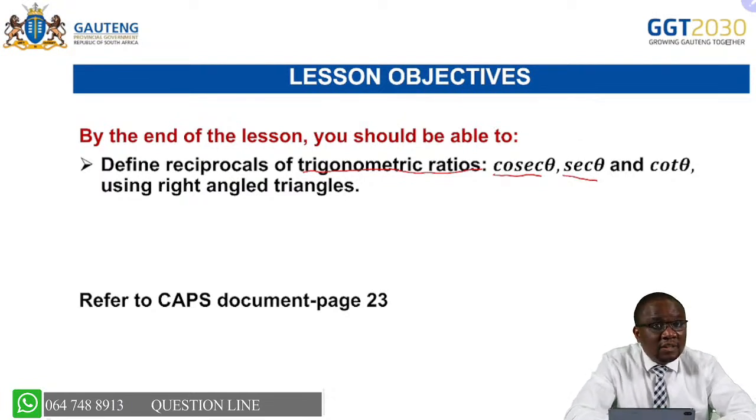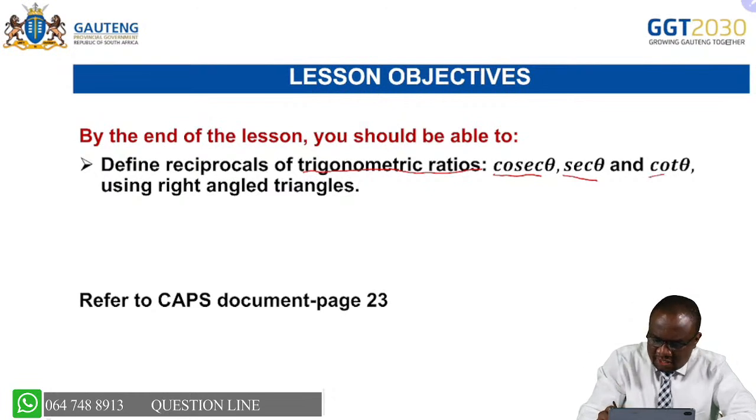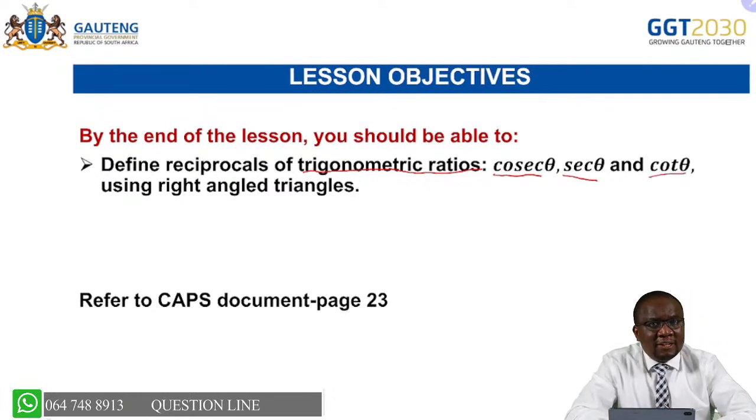Sec theta. Okay, remember theta is representing angles. We're just using theta, can be A, can be B, can be C, can be X. And then cot theta, we're going to talk about that, remember? And then we're going to be using right angle triangles and also the Cartesian plane in today's lesson, okay?